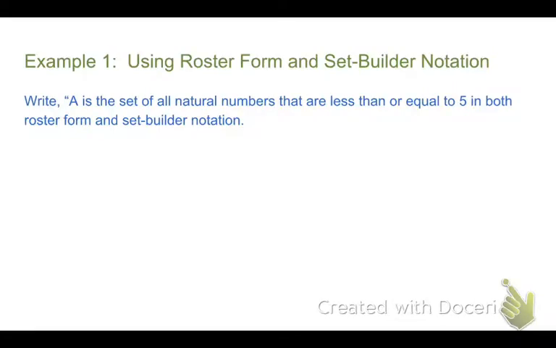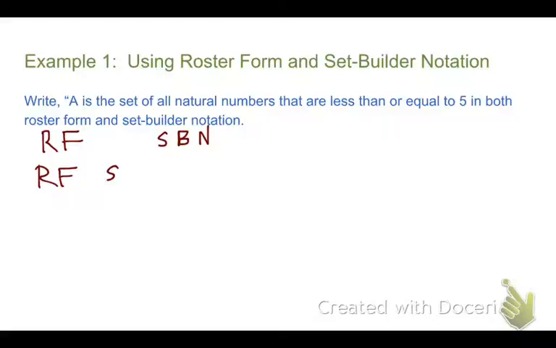Our first example, using roster form and set builder notation. So we'll write A is the set of all natural numbers that are less than or equal to 5 in both roster form and set builder notation. So roster form I will now write as RF, and set builder notation I will write as SBN, just to save time. So the roster form of the set of all natural numbers that are less than or equal to 5.